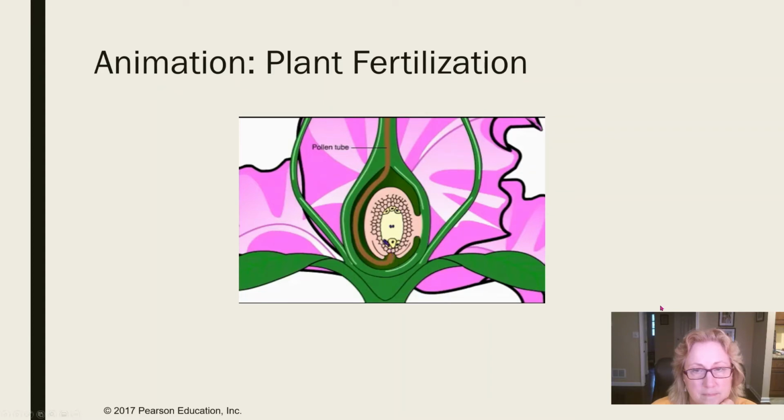One sperm fuses with the egg cell to make a zygote, which is the first cell of the embryo. The other sperm fuses with the 2 nuclei in the central cell, making a triploid nucleus. The triploid cell will grow and divide to make a food-storing tissue, the endosperm.